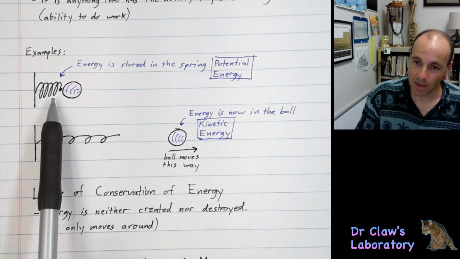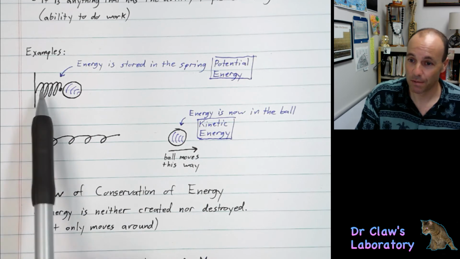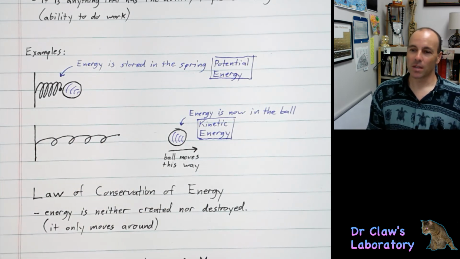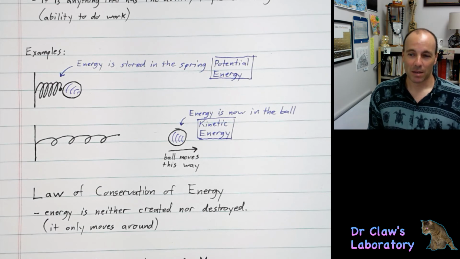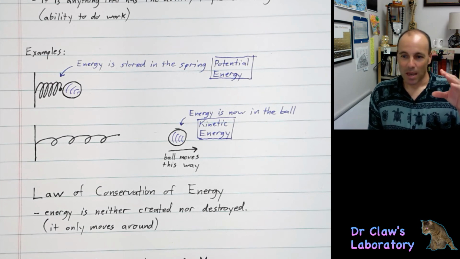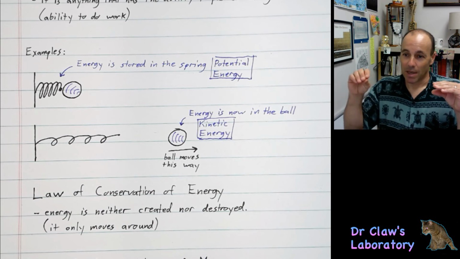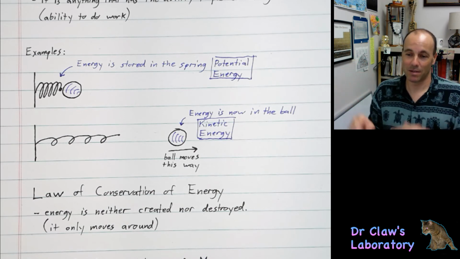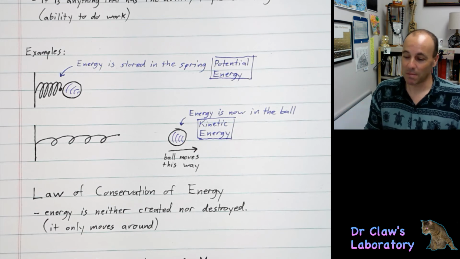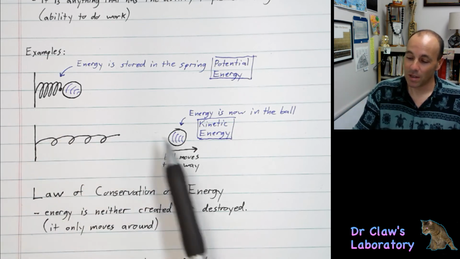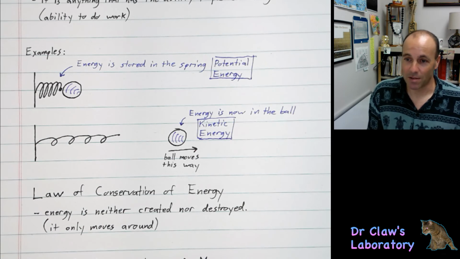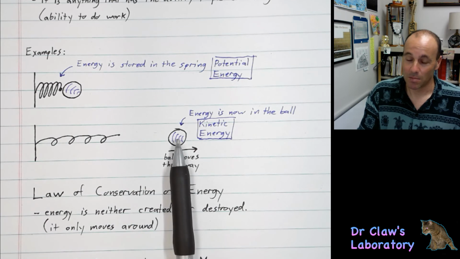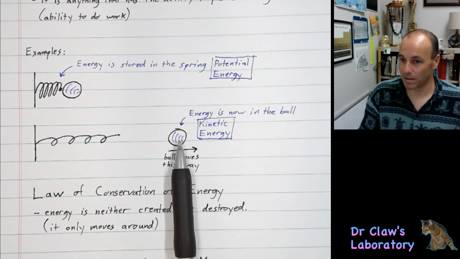And you could say that the energy was transferred from the spring to the ball. Okay? Energy is kind of like mass. If you lose 10 grams over here, you must gain 10 grams over there. Mass is never lost. It's always accounted for. Well, the same thing with energy. Energy is never lost. It's always accounted for. And if it leaves one object, it must appear somewhere else.